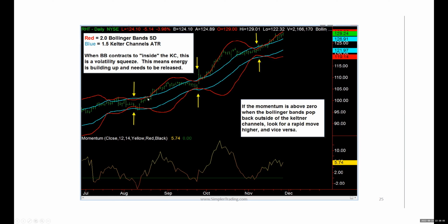And that means that there's energy that's been built up and it now needs to be released, okay? If the momentum is above 0, then when it pops out, you look for a move to the upside and vice versa. Okay, and we'll talk about that here in just a second.